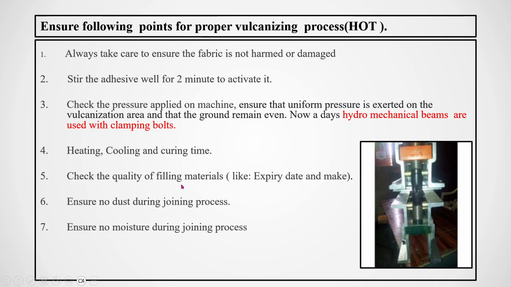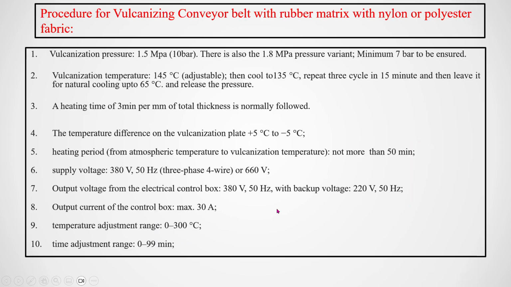Then check the quality of the filling material, like the expiry date; the material you are going to use should not be expired. There must be some shelf life left. Then ensure no dust is between the two joints, and no moisture during the joining process. Then find out the area of the vulcanizing piece between the two areas, and then the weight you have to give. The weight divided by the area will give you the pressure.